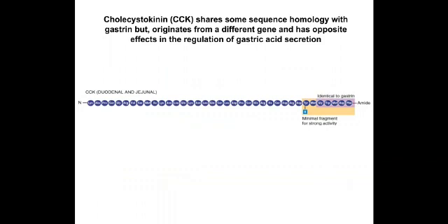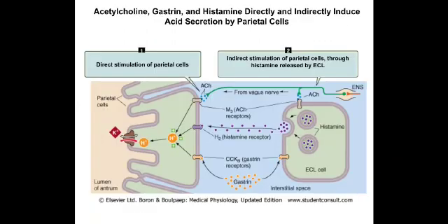There is another hormone called CCK, which has the same sequence as gastrin. Both are similar, but from a different gene and have opposite effects in regulation of gastric secretion. Acetylcholine, gastrin and histamine directly cause acid secretion by the parietal cells and also induce it indirectly. You can see the direct stimulation of parietal cells, and indirect stimulation of parietal cells through histamine, through the muscarinic receptors. And there are hormones which control this.